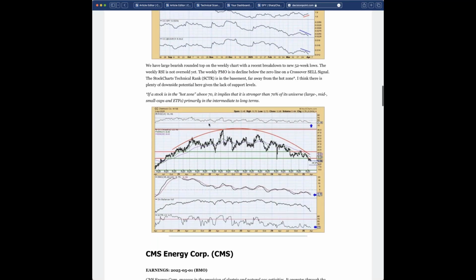So as you can see with Chemours, I'm probably pronouncing it wrong, but Chemours, you can see that on the weekly chart, we have this big rounded top. We don't have any support left. This is a perfect setup for a short, in my opinion.